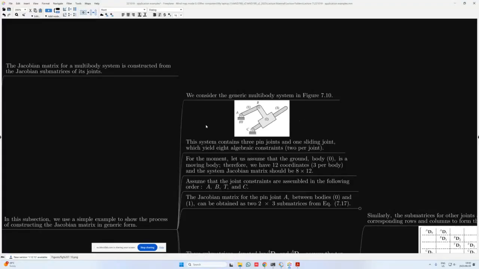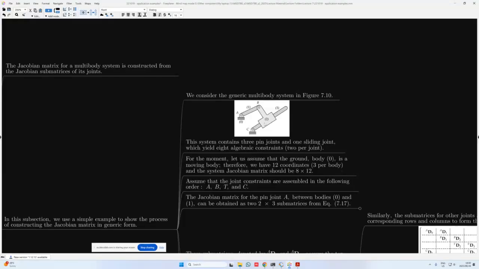Now, with regards to this, the system also contains 3 pin joints and 1 sliding joint, which yield 8 algebraic constraints, so 2 per joint. Remember that revolute joints remove 2 constraints, which is the x and the y, or the translation of the system, so the x and y translation, but it does allow rotation. So there are 2 constraints removed per revolute, or 2 constraints imposed per revolute joint.